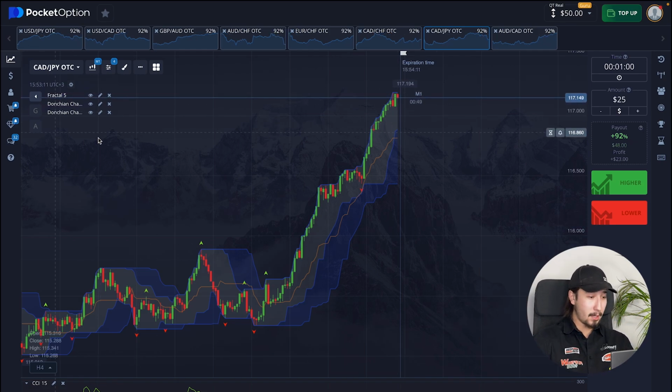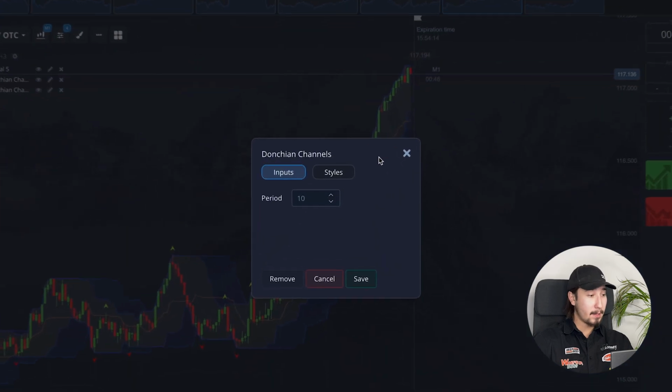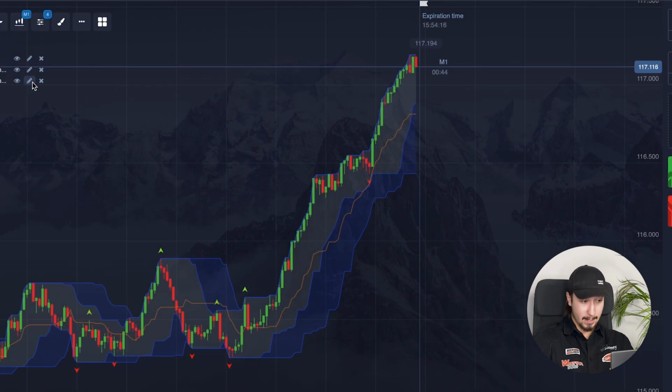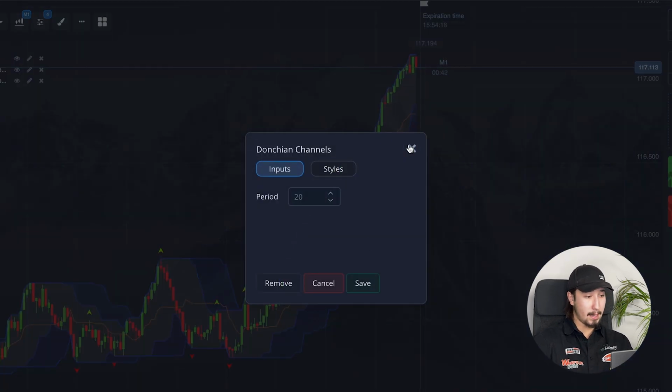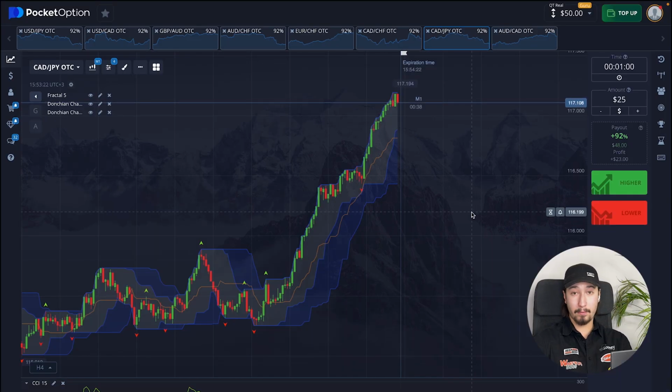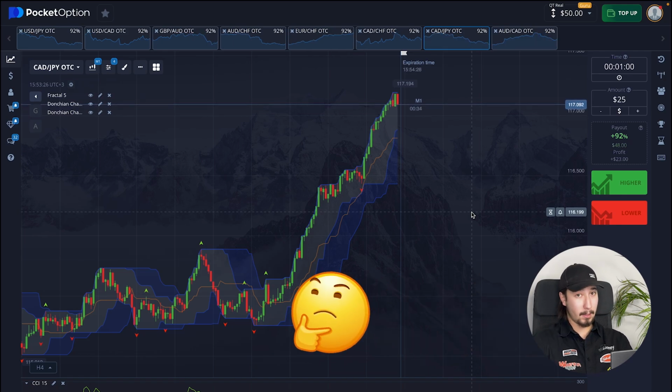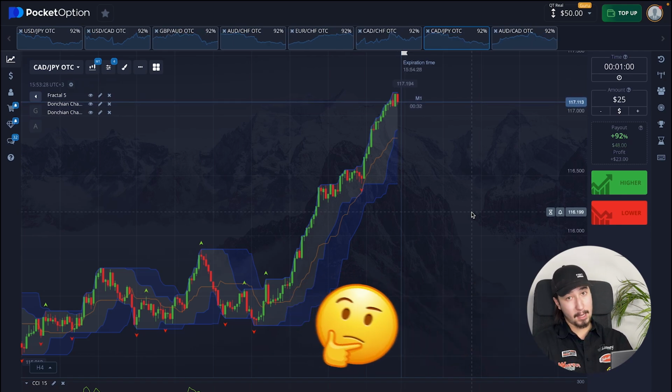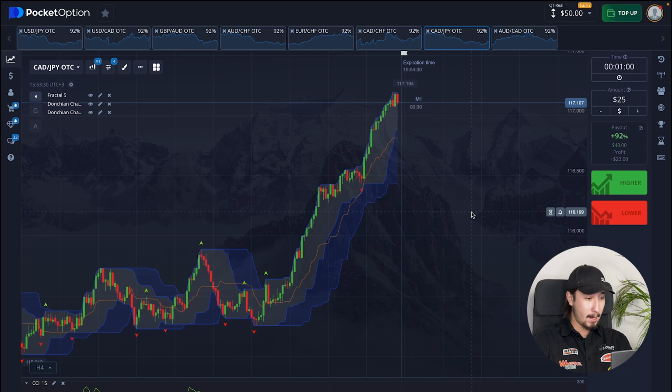So this bundle today includes a fractal with a period of 5, a Donchian channel with a period of 10, and also a second with a period of 20, and the stochastic oscillator with a period of 15. In the course of my trading, you will understand how to correctly open and trade with such indicators on your own. And I will try to explain each transaction in detail so that you have as few questions as possible at the end. So let's get started.